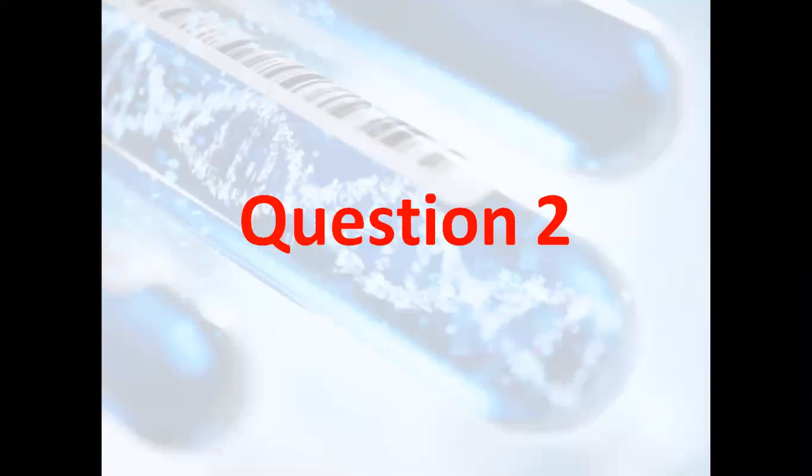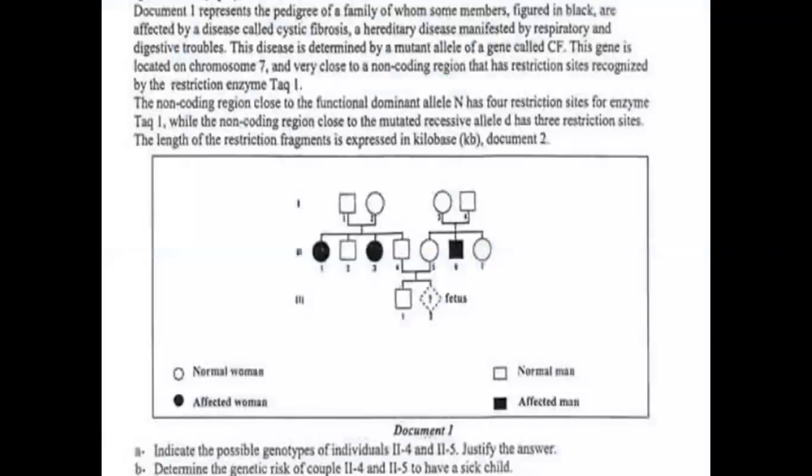In this session, we're going to continue what we have started before about the genetics chapter revision. Here we move to question number two in genetics, where document one represents the pedigree of the family members, where the members that are figured in black are affected by a disease. This disease is called cystic fibrosis.